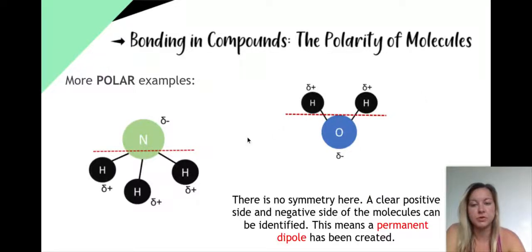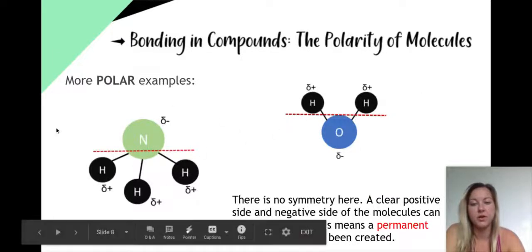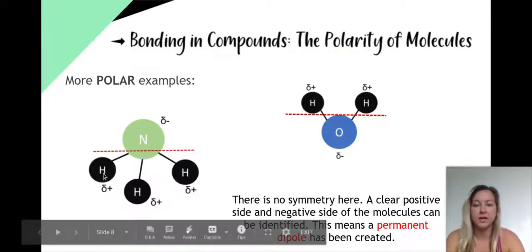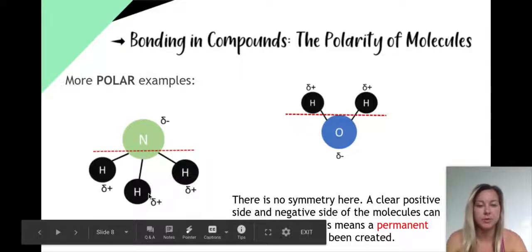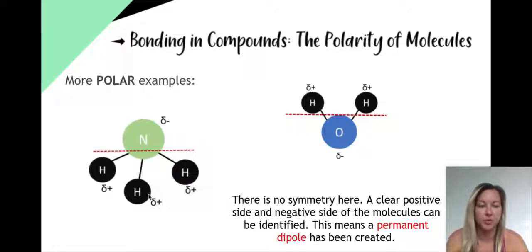Polar examples, so we have ammonia here, in which you can see the nitrogen is the negatively charged part of this molecule, and the three hydrogens are all clustered at the bottom. That's your positive side of the molecule. This again arises because nitrogen is more electronegative than hydrogen, so it has a delta negative and the hydrogens are delta positive. Because there is a clear negative and a clear positive side, there isn't any symmetry. So that means something called a permanent dipole has been created.